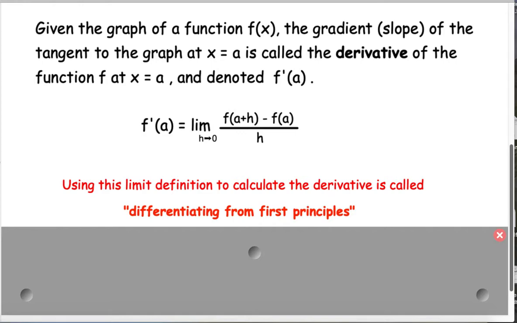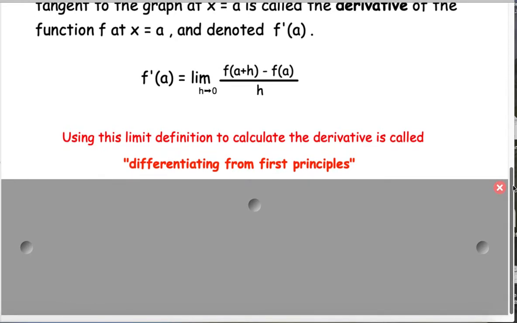Now we're familiar with derivatives already, and we spent time working through and figuring out some of the rules, the product rule, the power rule, the quotient rule. We're going to go back and revisit those. But for now, if I ask you to calculate a derivative from first principles, you have to use that limit definition. No shortcuts allowed.